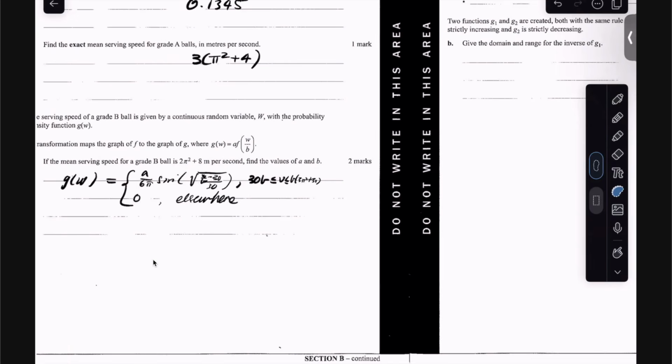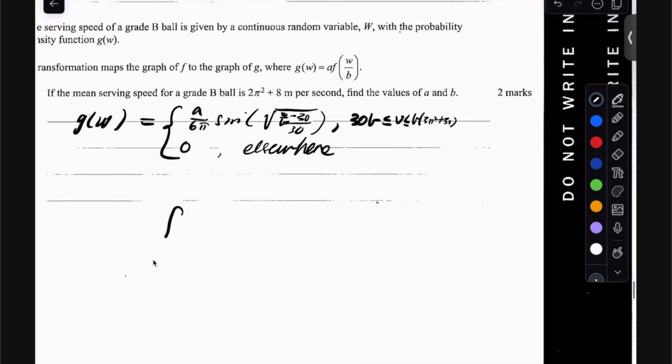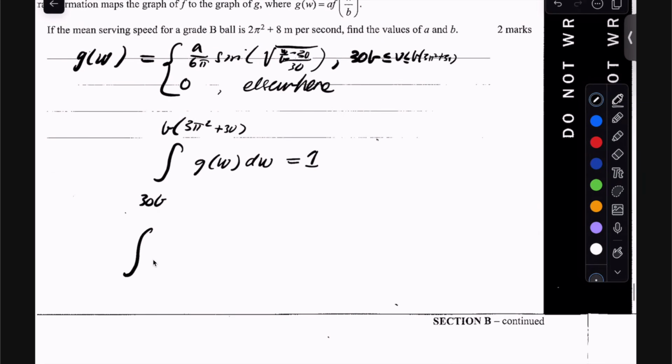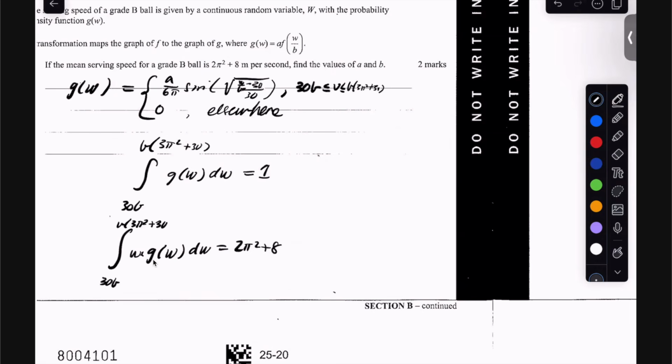And then now what happens is the mean of this. So first of all, there are two equations we can solve. The integral from 30b to b times (3 pi squared plus 30) of g of w dw is equal to 1 because it's a probability density function still. Then also the mean, which is the integral from 30b to b times (3 pi squared plus 30) of w times g of w dw, is equal to 2 pi squared plus 8. And then you can solve these simultaneously and get values of a and b.